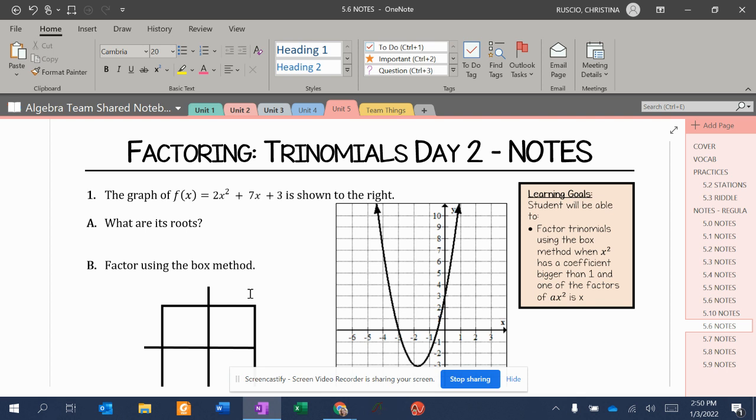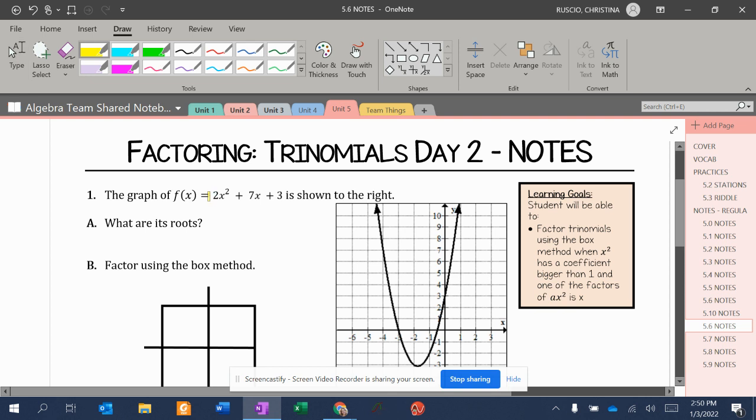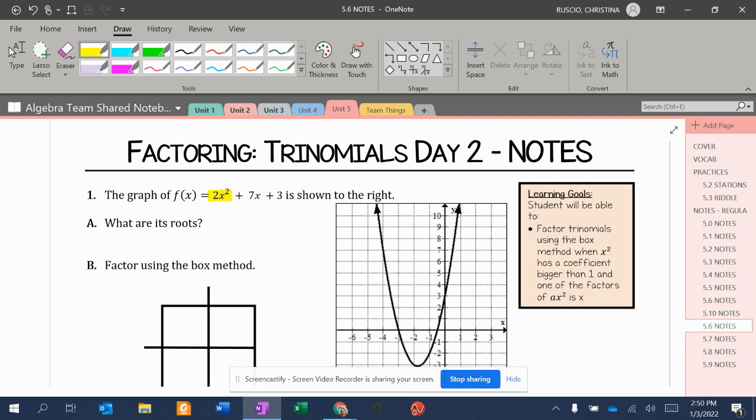In this video, we are going to continue what we talked about in Day 1 with factoring trinomials, only we are going to spice things up a bit. Instead of only factoring when the leading coefficient is a 1, we are going to see things like 2x squared or 3x squared, so something different than 1 as a leading coefficient.